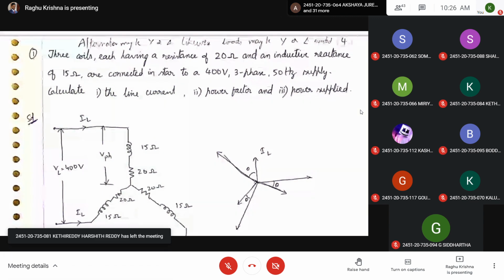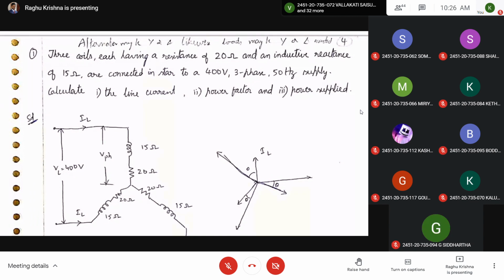So here, see the problem. 3 coils, each having a resistance of 20 ohm. So you have 3 coils. Each coil has a resistance of 20 ohm and an inductive reactance of 15 ohm.